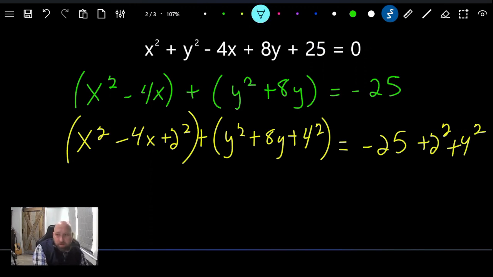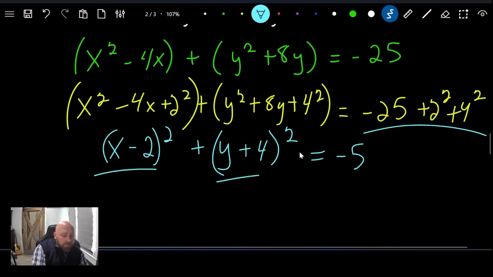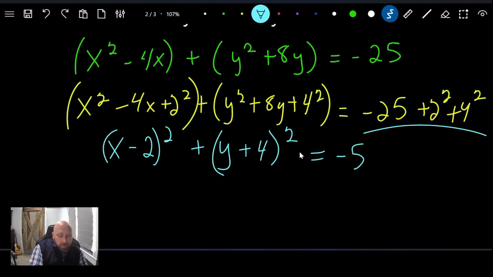Again, I'm going to do this fairly quickly just so you can see what it looks like. I'm going to get x minus 2, squared, plus y plus 4, squared. And then when I add these up, it's going to give me a negative 5. That's the key right there. Everything else on this side looks good. You know, we've had these before. Everything's fine there.